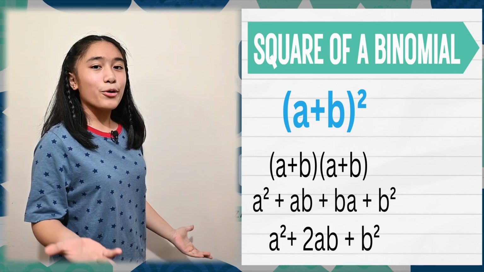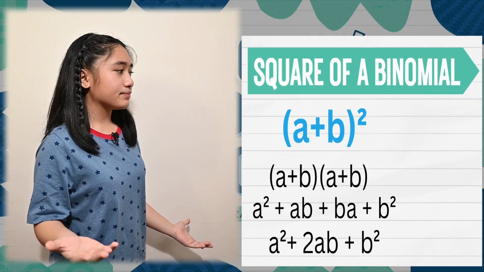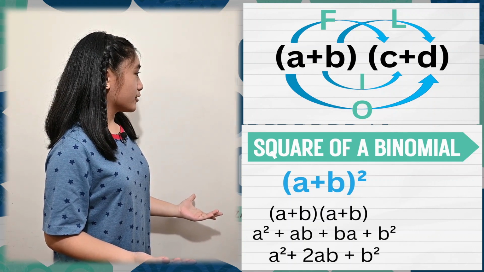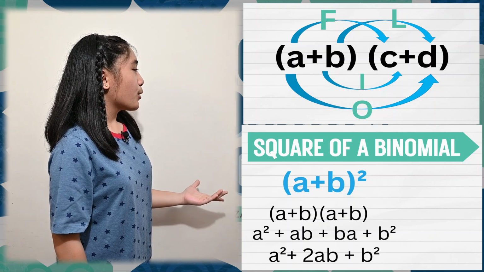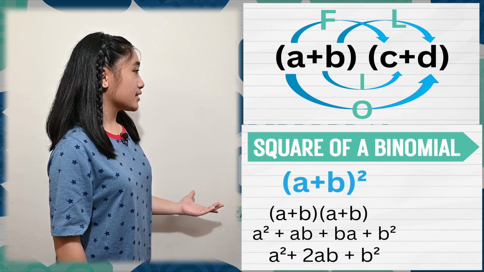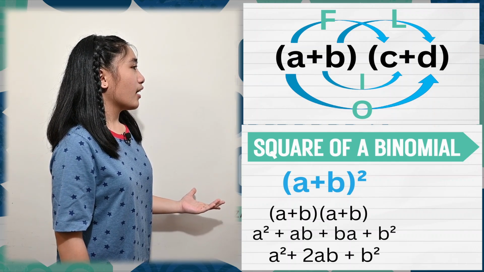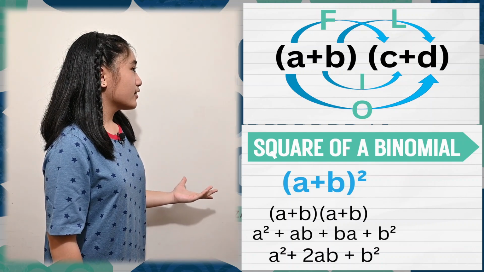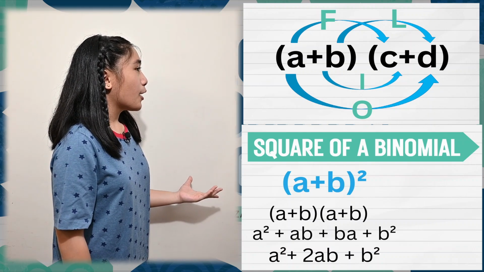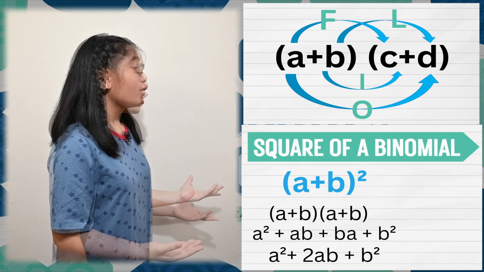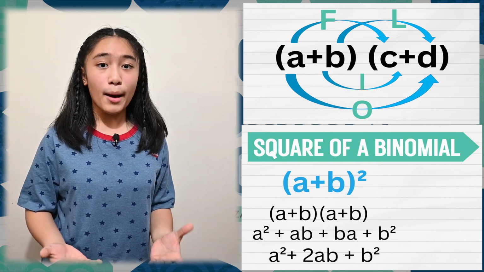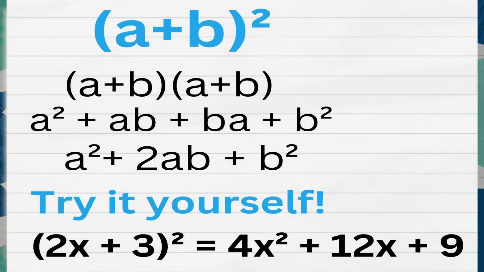In this case, we have a positive operation. Following the FOIL method, we will get A squared, positive AB, positive BA, positive B squared. Now combine those two terms in the middle, we will get A squared, positive 2AB, positive B squared. That is the generalization for squaring a binomial with a positive operation. Try this example to better test your knowledge on this.